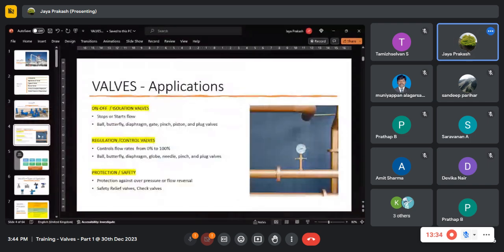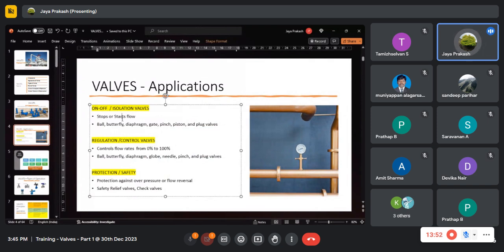There are three types of valve applications. One is isolation valves, that is on-off valves, where the flow is completely stopped or fully on. So this is what we call isolation valves or on-off valves, where the flow will be completely stopped or a full 100% flow will be there.